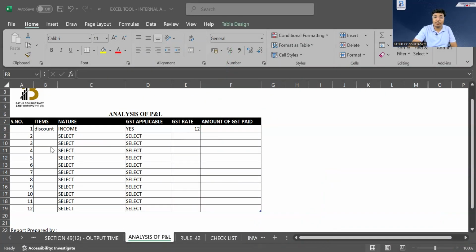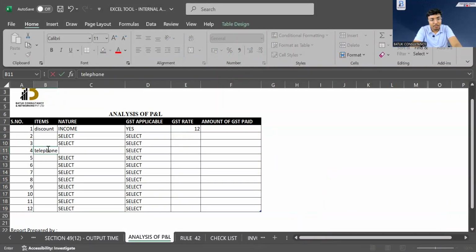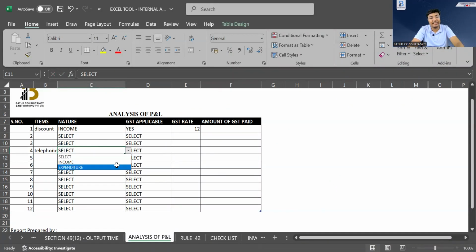The same thing we just need to do for expenditure. Suppose there is one expenditure which is called telephone expenditure. Okay, so you just need to identify it as telephone expenditure. Sir, this is the expenditure, so we just need to select it as expenditure. Whether GST is applicable, so yes, and the GST rate and the amount of GST ITC claimed. Through this particular table, you are just going to analyze each and every head of your profit and loss account, so that you can easily say whether we have made the payment of GST on the outward supply perfectly or not.